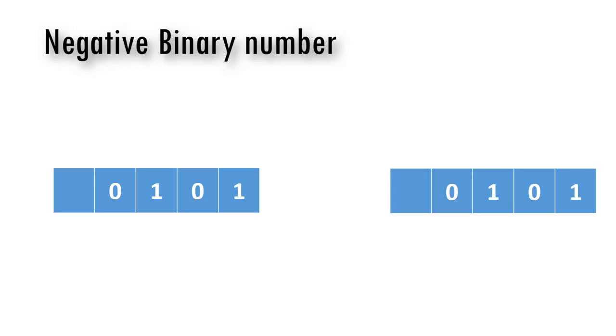Signed magnitude is the easiest method to represent negative numbers. With sign magnitude, we designate the MSB to indicate whether the number is positive or negative. Usually 0 indicates a positive number and 1 indicates a negative number.